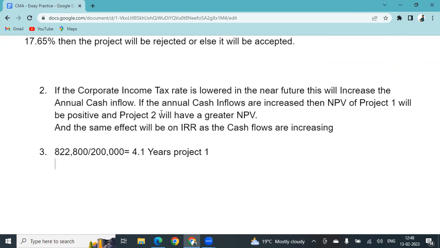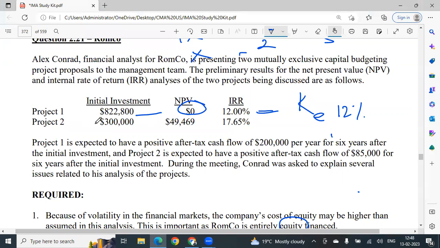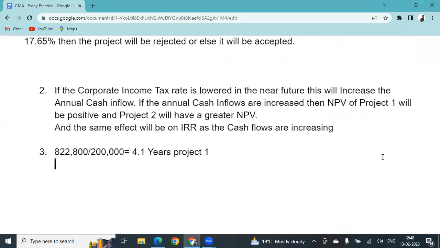Now, if it is for project 2, how much is the amount? 300,000 is the initial investment, and the cash flows are 85,000. Let me just take it: 300,000 divided by 85,000. Now this equals to how much? 300,000 divided by 85,000 equals 3.5.